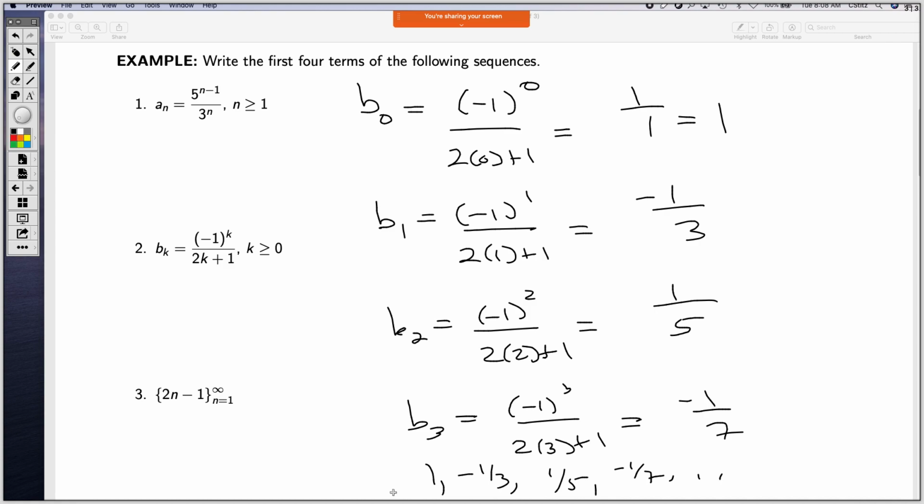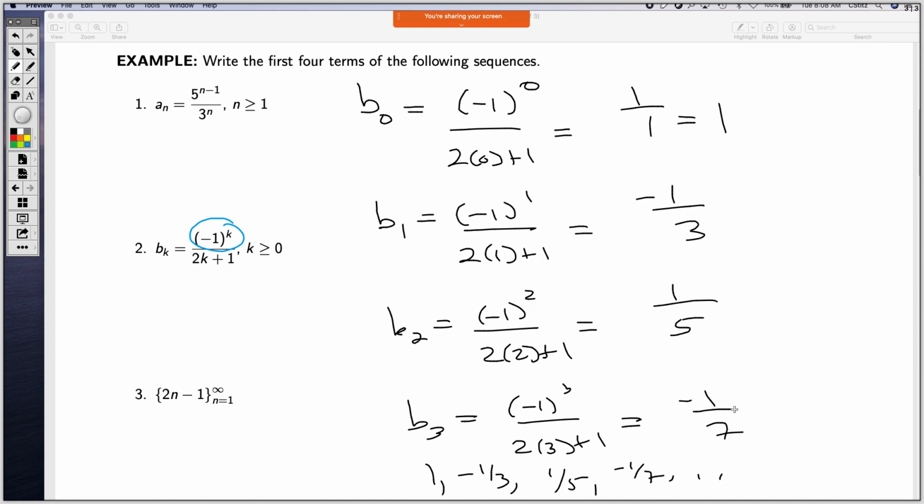Now if I look at a pattern here, notice the numerator is either 1 or negative 1. It's alternating back and forth between plus or minus 1. And what's causing that to happen is because we got negative 1 to a power. And so anytime you have a negative 1 to an even exponent, it's a positive 1. A negative 1 to an odd exponent, it's a negative 1. And the denominator, we're getting all the odd numbers, 1, 3, 5, 7, 9. We start at 1 and then we add 2 each time.